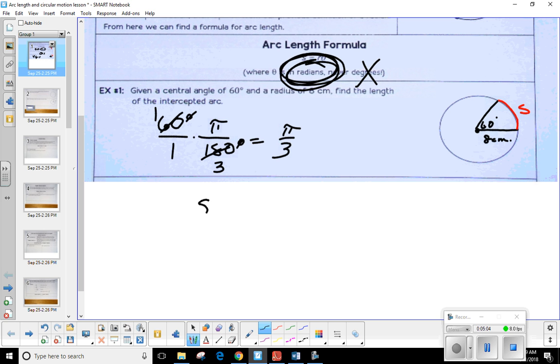Okay, so S, the arc length I'm looking for, is going to equal the radius, 8 centimeters, times the pi over 3 radians. So if I multiply as is, remember we can put that over 1. That would just be 8 pi over 3. But a lot of times I'm going to ask you to approximate to a certain decimal place. So let's say to the nearest tenth.